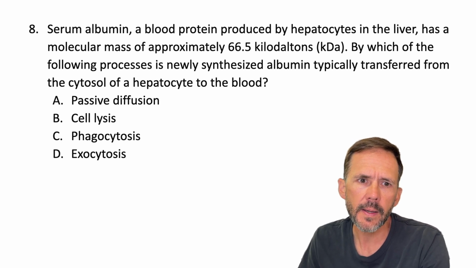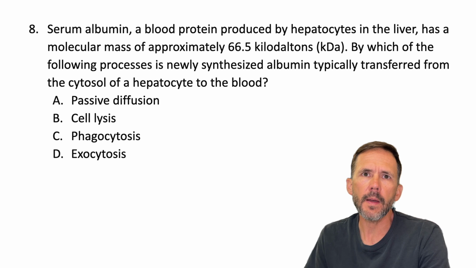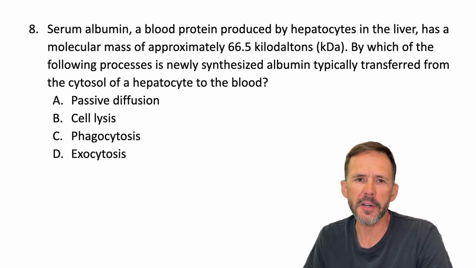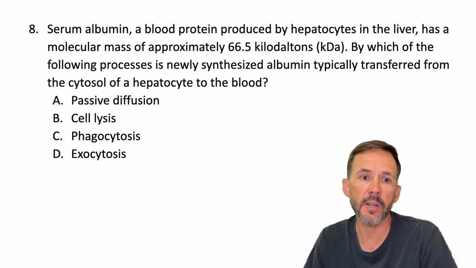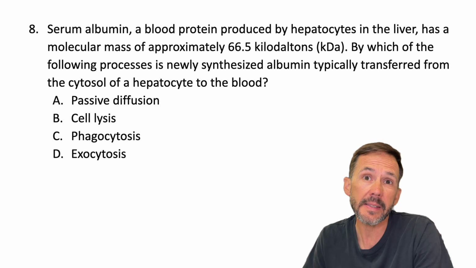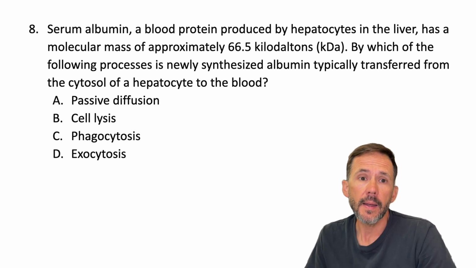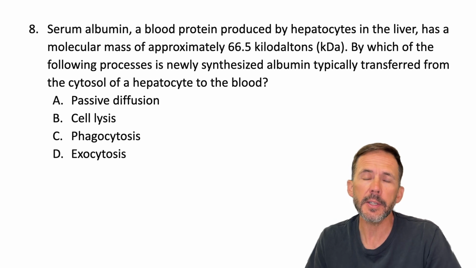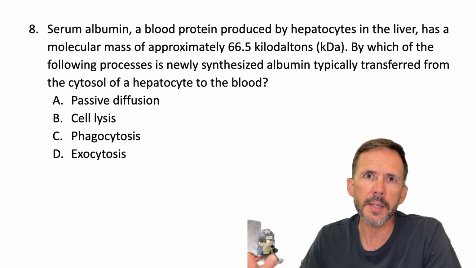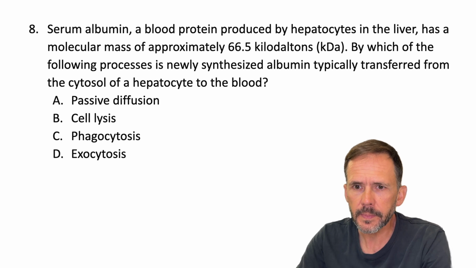Passive diffusion. A protein is way too large and way too charged to just diffuse across a membrane. There's no way it's diffusing across a membrane. Passive diffusion you might get with things like gases, oxygen, carbon dioxide. But yeah, proteins are not diffusing across a membrane. So this is going to take a much more sophisticated process like exocytosis.